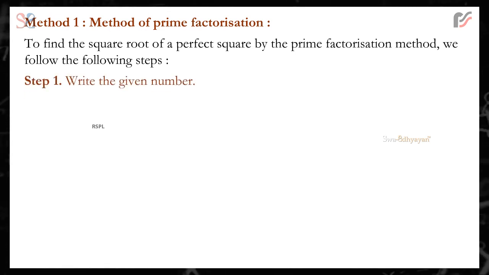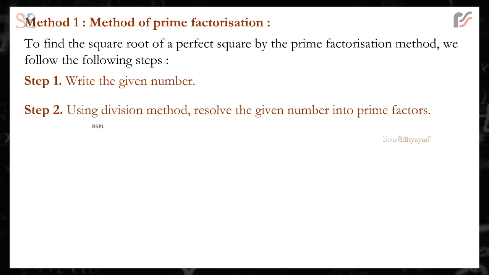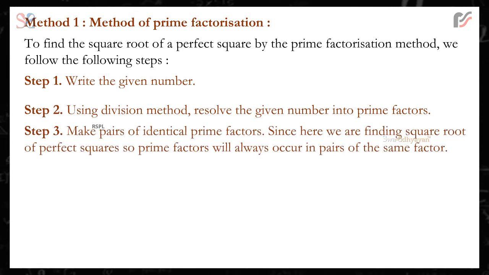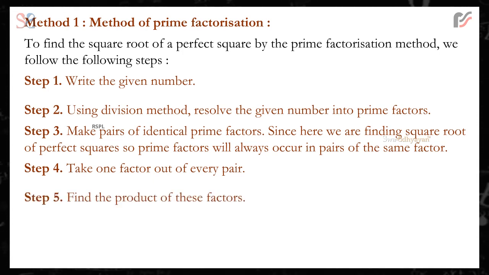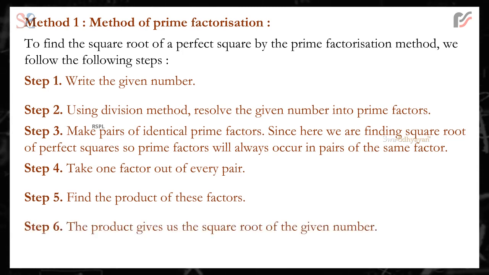Step 1. Write the given number. Step 2. Using the division method, resolve the given number into prime factors. Step 3. Make pairs of identical prime factors. Since here we are finding the square root of perfect squares, prime factors will always occur in pairs of the same factor. Step 4. Take one factor out of every pair. Step 5. Find the product of these factors. Step 6. The product gives us the square root of the given number.